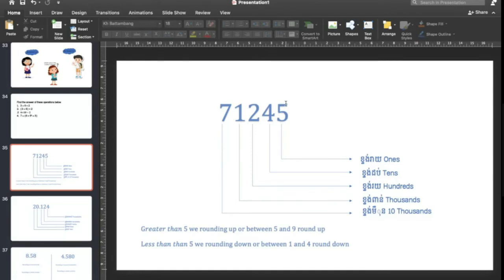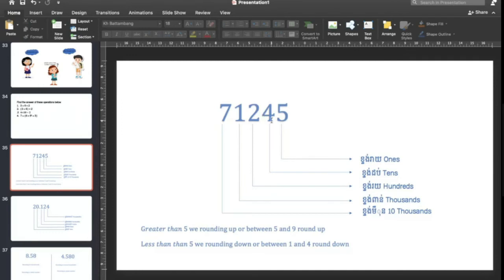For example, if I want you to round this number to the nearest 10, which one is the target number? Number 4. 71,240, so number 4 is the target number, right? Yes. So which number do we have to look at? The right number, number 5. Number 5, yes.